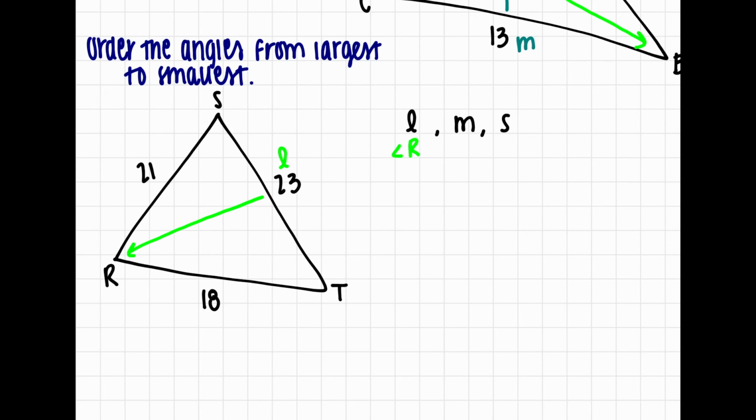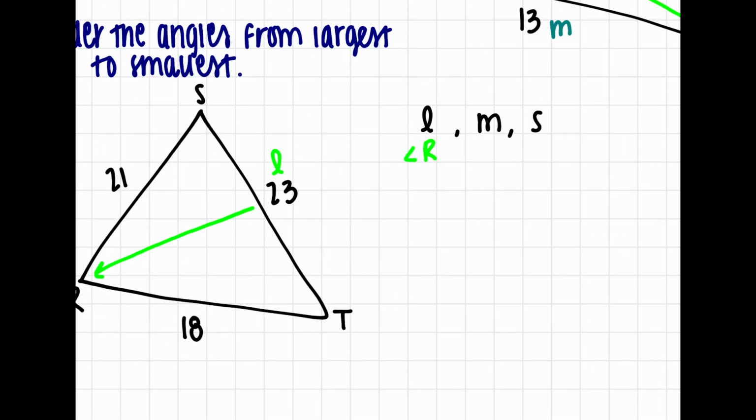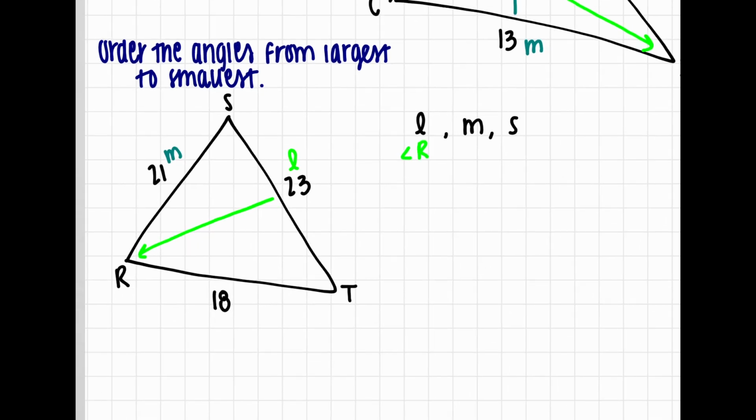I'm going to do the same thing for the medium or middle angle. I need to find the middle or medium side, which is 21. I label it with an M. I draw my arrow across. That leads me to angle T. So I go from angle R to angle T.